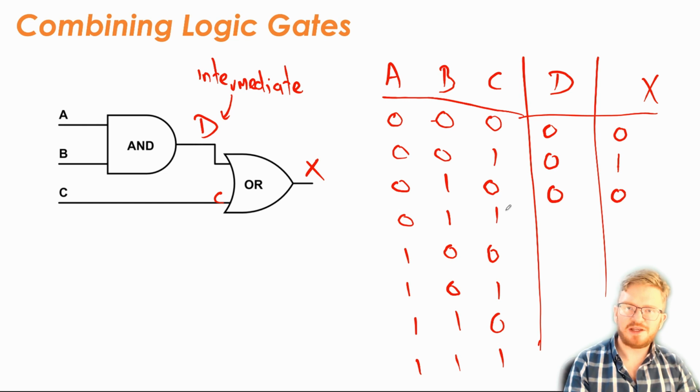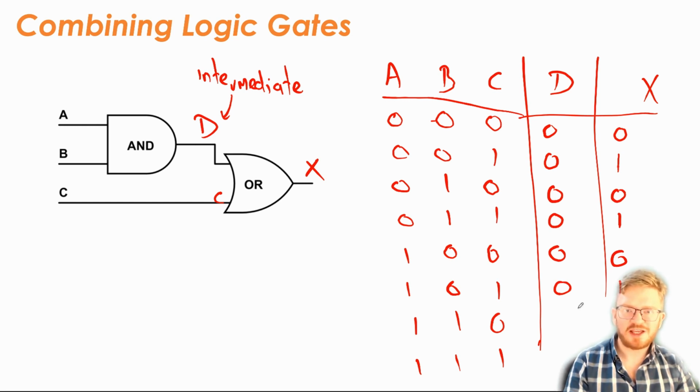A and B are still 0 and 1, so D will still be 0. But now C is 1, D is 0. I've already worked that out. I know X will be 1. This one again will be 0. I've now got 0 and 0, so X will be 0. 0 and 0, so D will be 0. But now C is true, D is false, so X will be true.